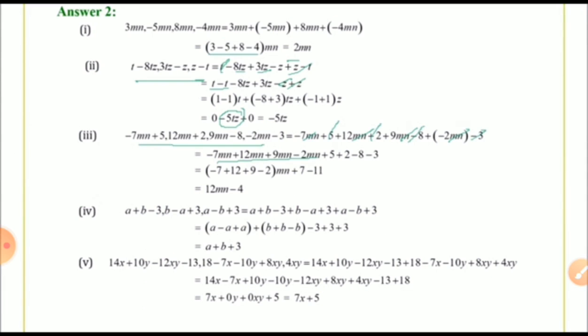Look at the question number 2. Question number 2's answers are given here. 3mn minus 5mn, 8mn minus 4mn. Isn't it? Correct. So 3 minus 5 plus 8 minus 4 mn is equal to 2mn. All together we can say, whatever the plus you add up, whatever the minus you add up all the minus, and then at last you can subtract it. Plus minus you can subtract it. That is also another method.